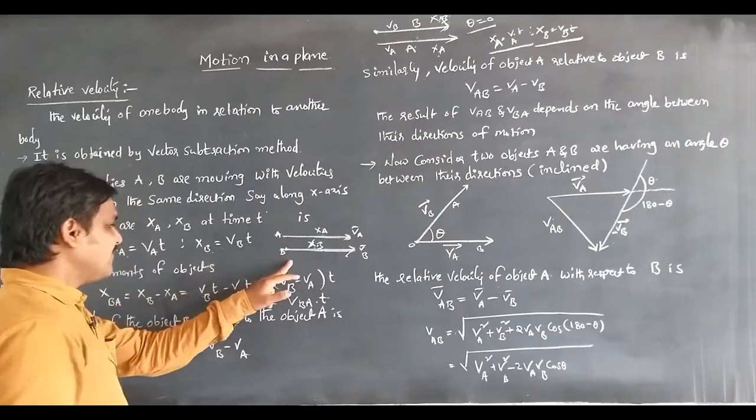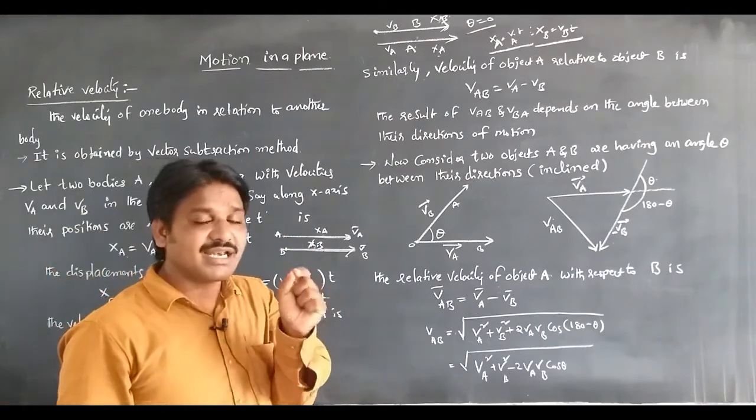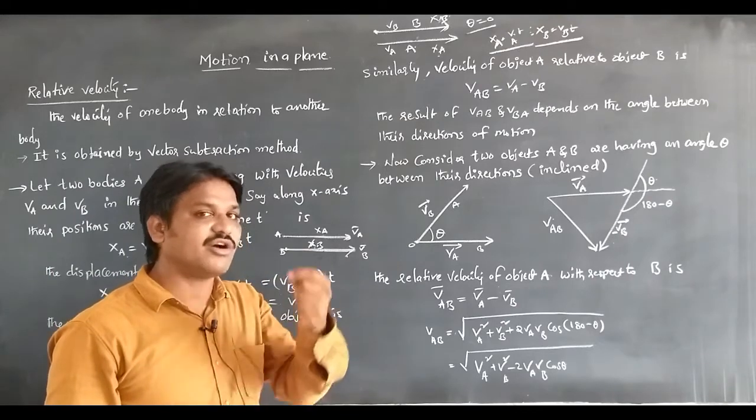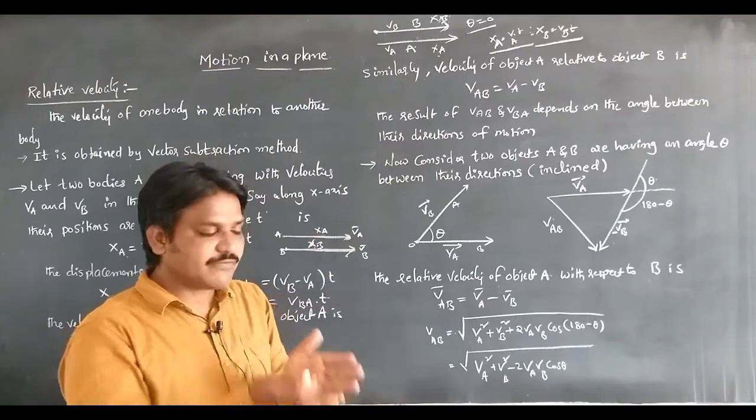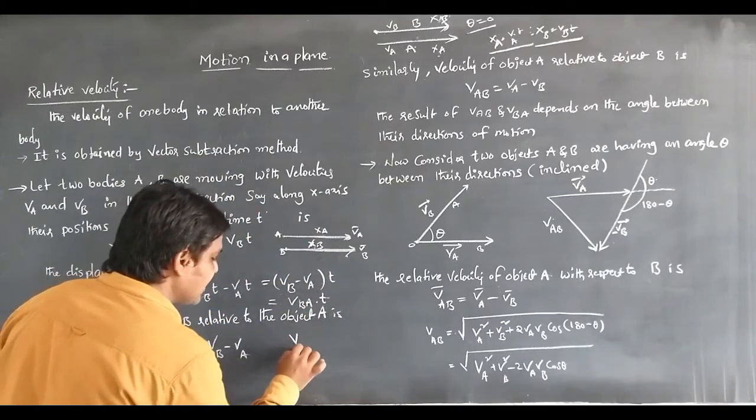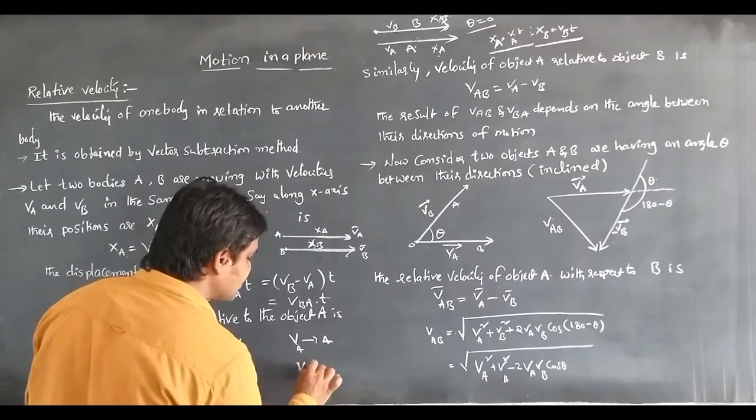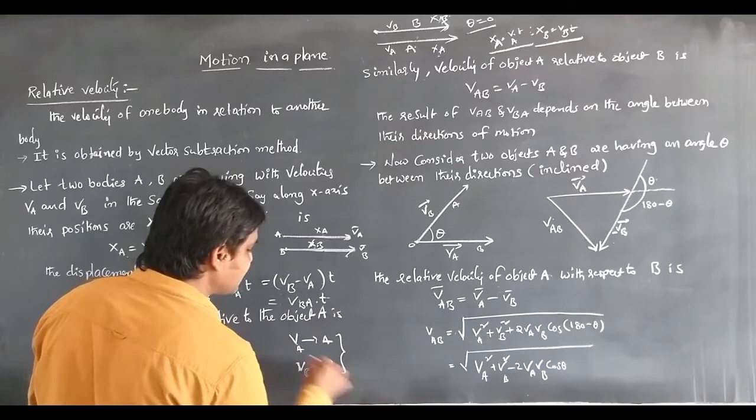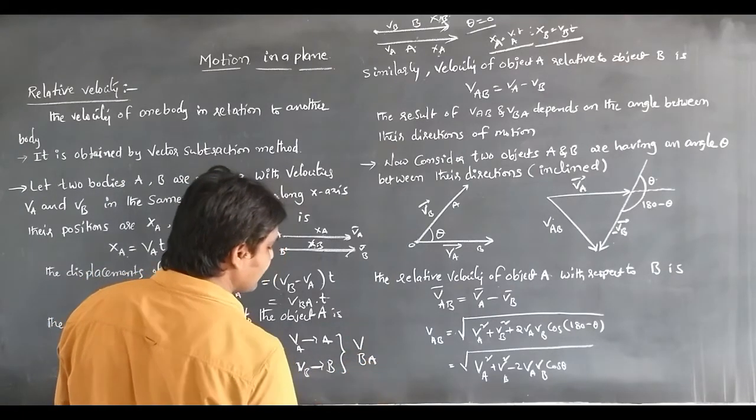If we compare object B with A, with respect to A, this is the relative velocity: the velocity of object B with respect to another body, because the two bodies are in motion. So here VA is the velocity of body A and VB is the velocity of body B. The difference between both will be the velocity of B with respect to A.